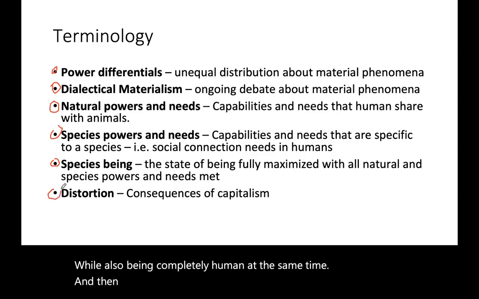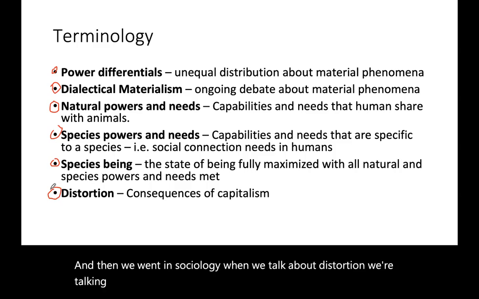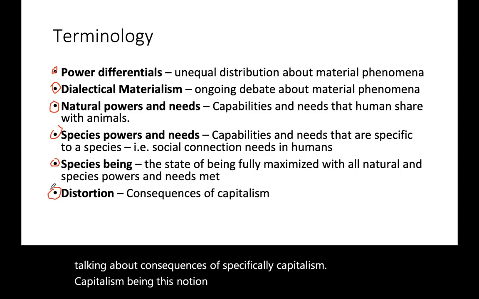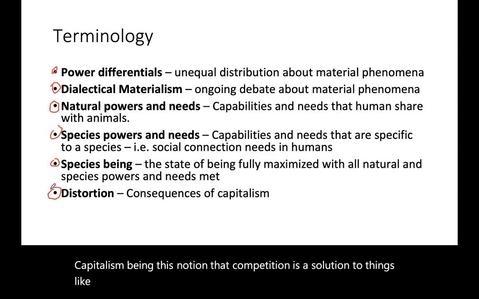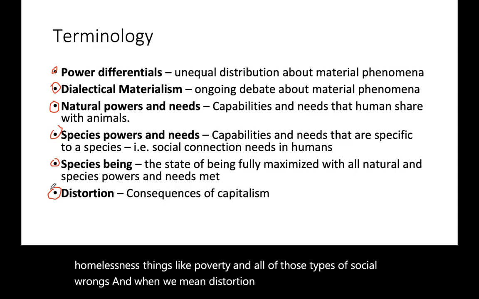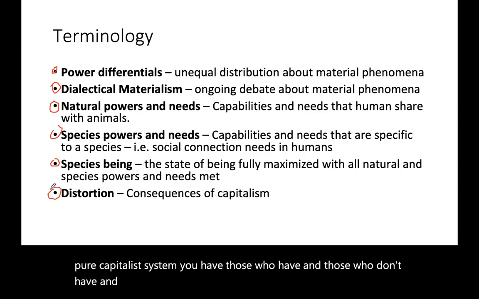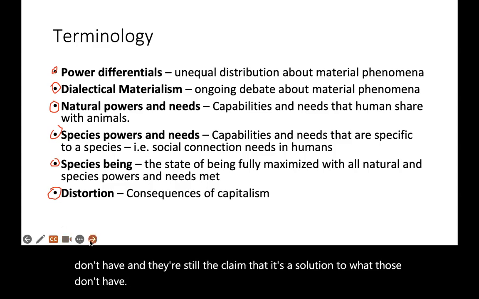And then in sociology, when we talk about distortion, we're talking about consequences of specifically capitalism. Capitalism is the notion that competition is a solution to things like homelessness, poverty, and all of those types of social wrongs. When we mean distortion, it's saying that in a pure capitalist system, you have those who have and those who don't have, and there's still the claim that it's a solution to what those who don't have lack.